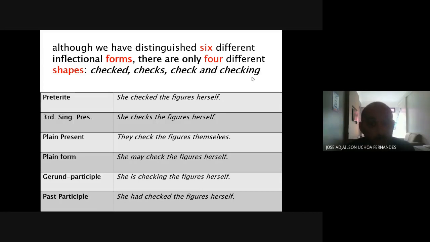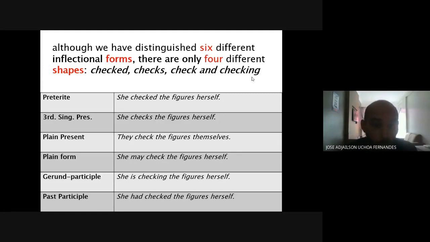So we have 2 coincidences: preterite and past participle, and plain present and plain form. You probably realize by now that these 2 coincident shapes are what may lead you to confusion. So you should pay special attention to these coincident shapes between plain form, plain present, and preterite, past participle. Preterite and past participle, you can distinguish by looking for the auxiliary verb have.